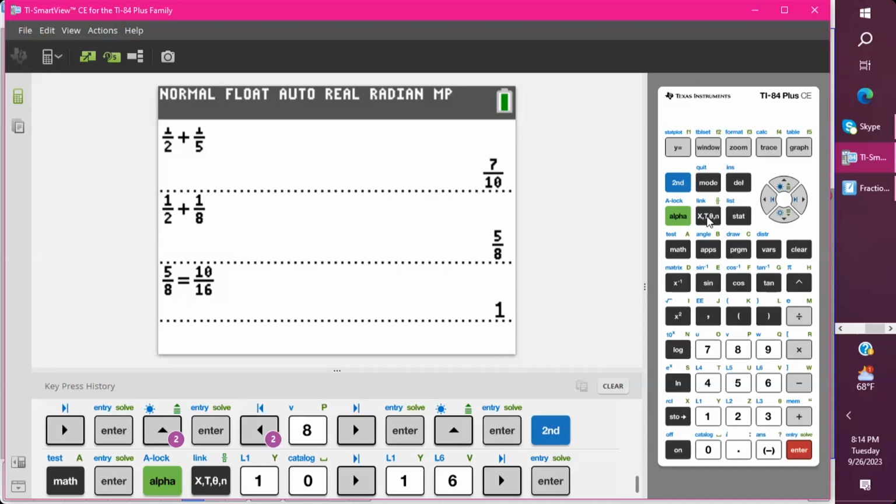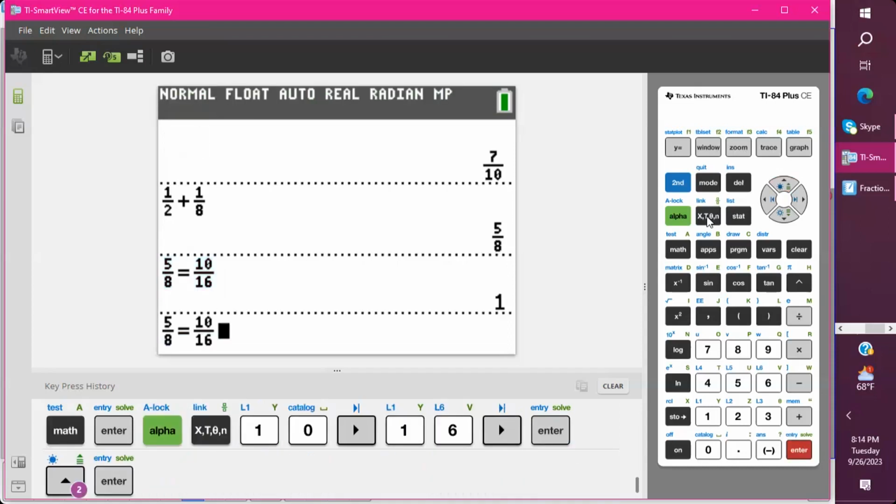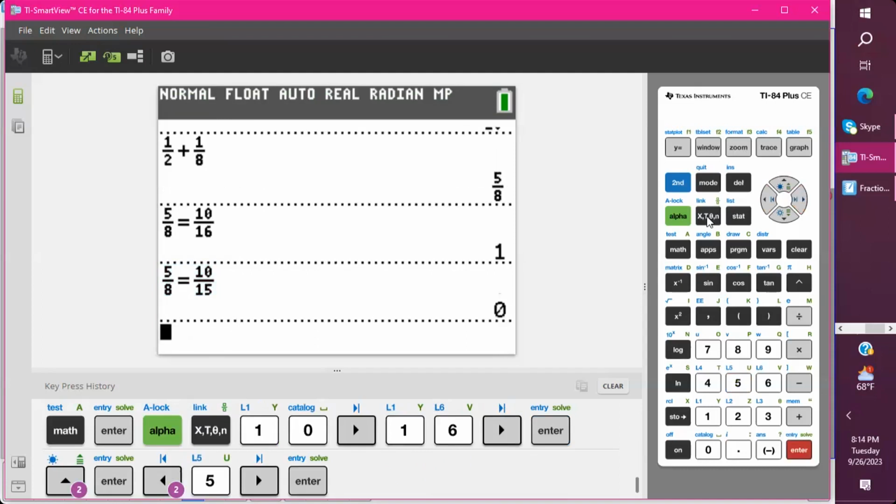Now, again, talking about that testing, if I cut and paste, I'm going to go down and change this to 10/15 just to show you what happens when something is not equivalent. We get a false answer, and it shows us that it's false because of the 0. So if you want to test whether things are equivalent or not, you can use that testing feature.